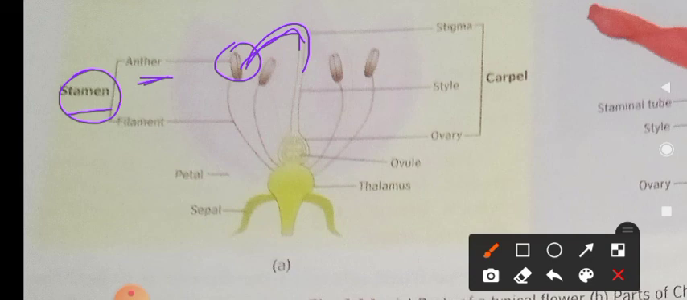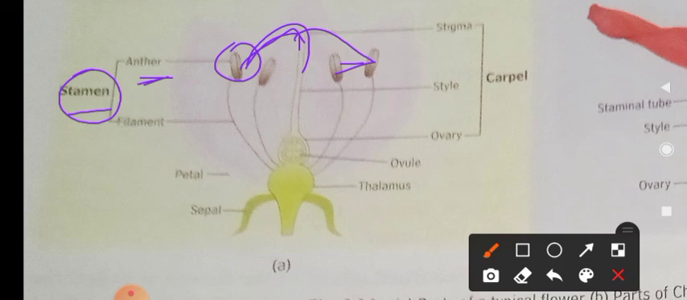Understood? Yes. Wind, water, and animals such as insects act as agents of pollination. Did they understand what pollination is? The transfer of pollen grains from the anther to the stigma is called pollination. Wind, water, animals and insects help in pollination.